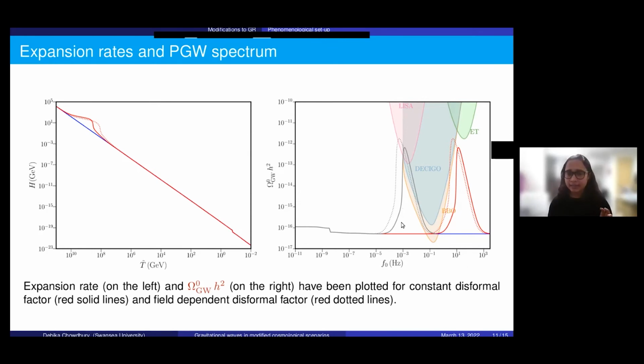The gray plots that you see here are actually for a different choice of initial condition. So what it shows is that if we choose our initial condition at a lower temperature, then the shape of the spectrum, this peak, is shifted accordingly. It is shifted to a lower value of the frequency. So in this way, we can shift the peak of our spectrum, and they can again be detected by future experiments.